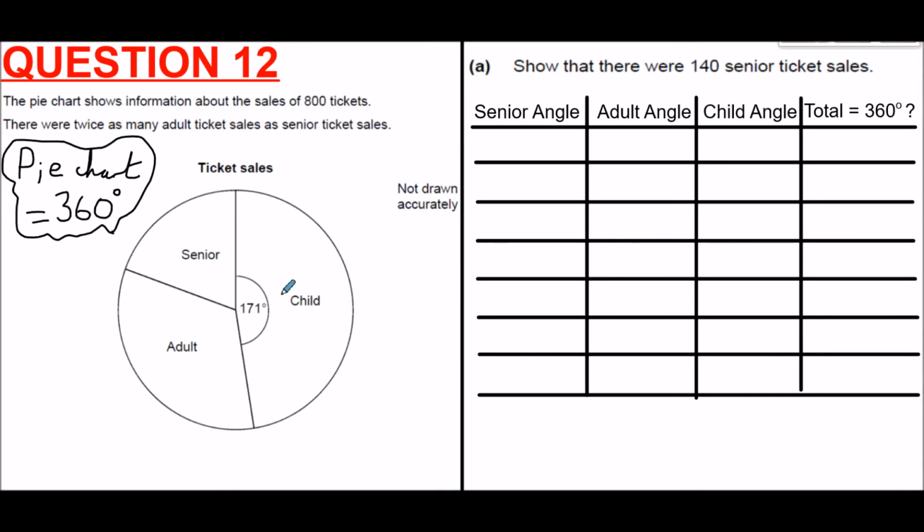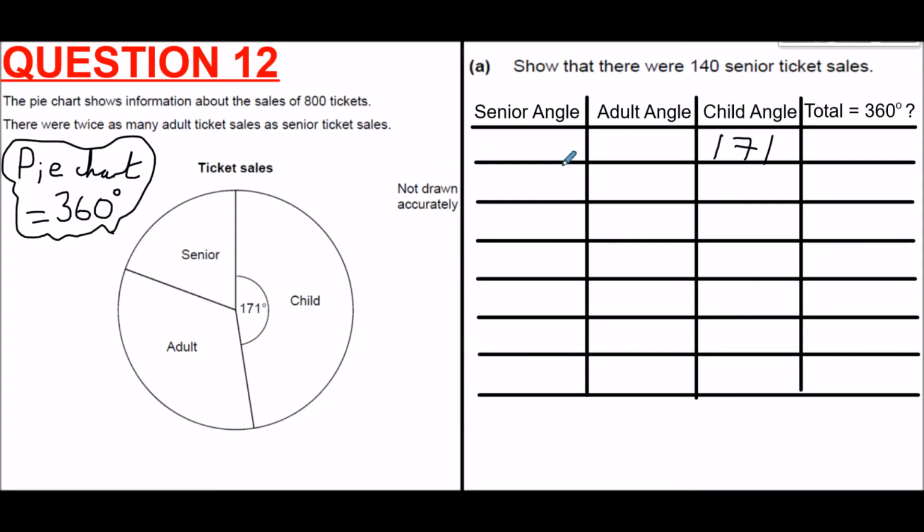So what we need to realise is the child angle plus the adult angle plus the senior angle has all got to add up to 360 degrees. So the child's angle is 171. I mean, we're told that already. There are twice as many adult ticket sales as senior ticket sales. So what that would mean is the adult sector, the adult angle, will be double the angle for the seniors.